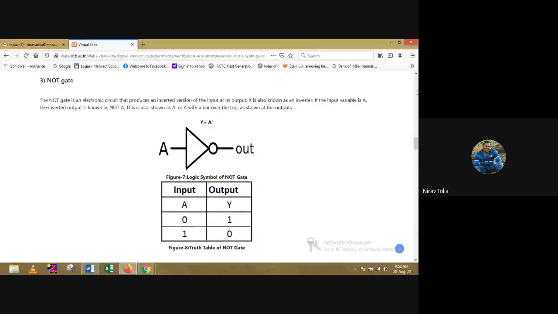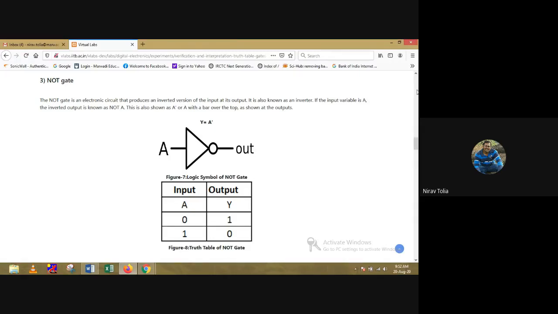So you can say the NOT gate is a reverse gate also. It is an invert gate. The NOT gate is an electronic circuit that produces an inverted version of its input. So suppose you are giving input 0, then it will invert the input, so your output will be 1. Suppose your input is 1, so it will invert your input and the output will be 0.